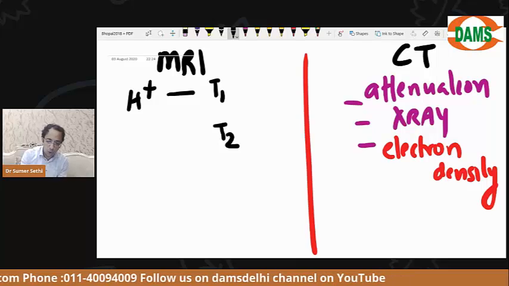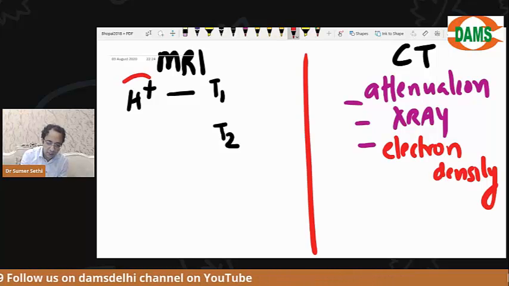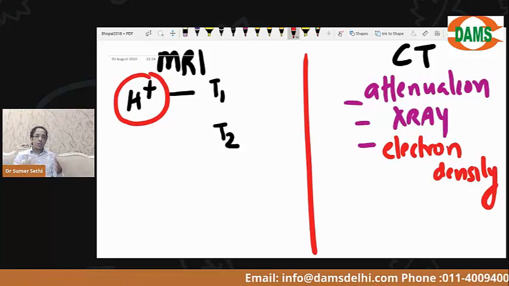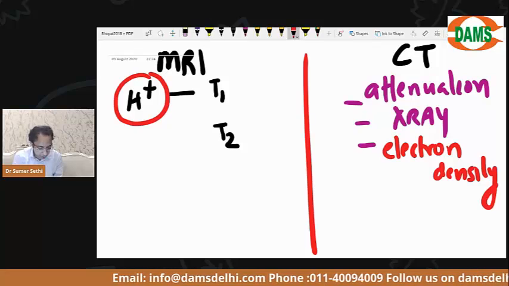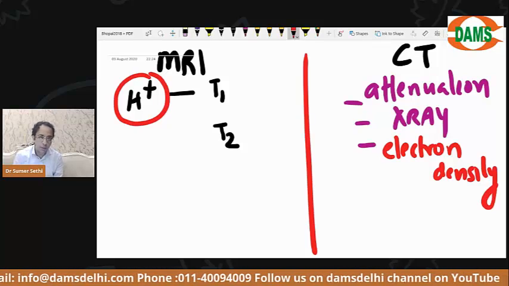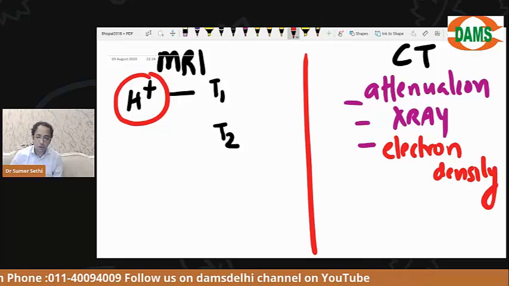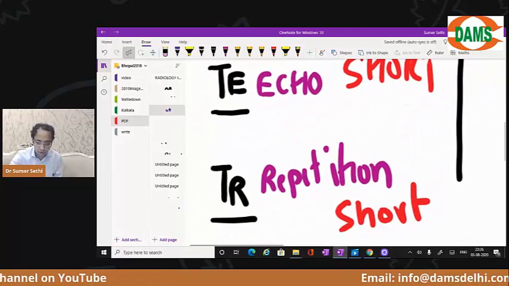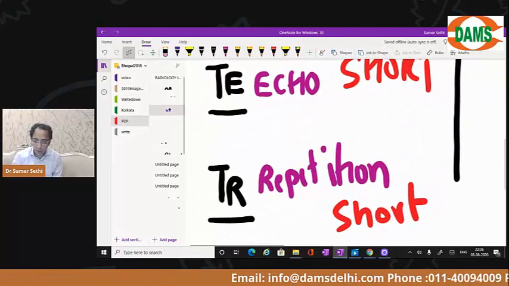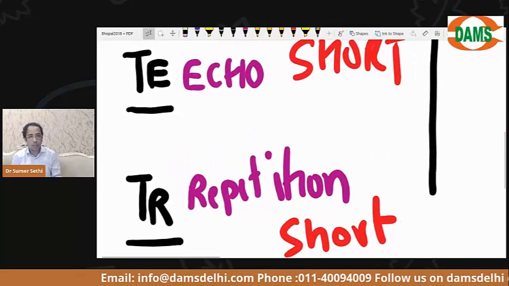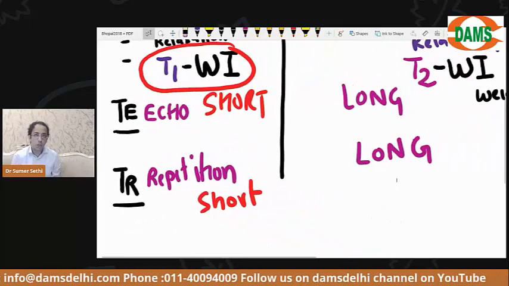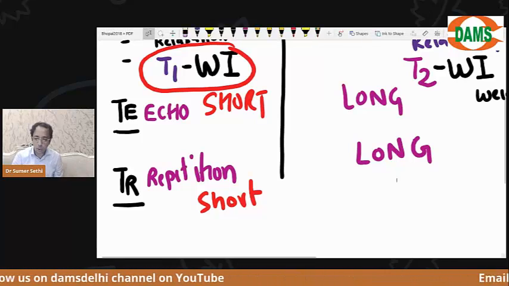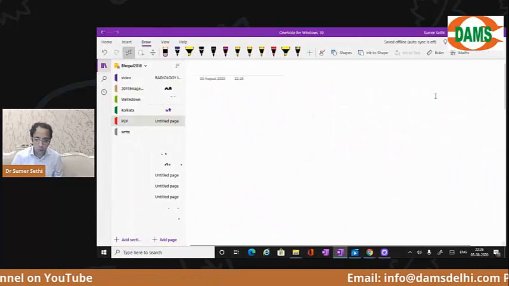So MRI is not based on attenuation, it has no X-rays. It is based on how the magnetic field that we are applying interacts with the hydrogen ions in my body. TE stands for echo time, TR stands for repetition time. I'll show that slide again for the children who could not follow. If both of them are short, you will get a T1 weighted image. If both of them are long, you will get a T2 weighted image. Now let's quickly go to the clinical part.